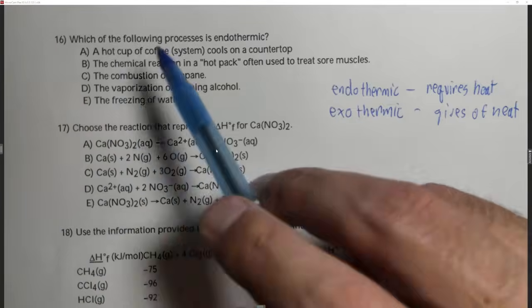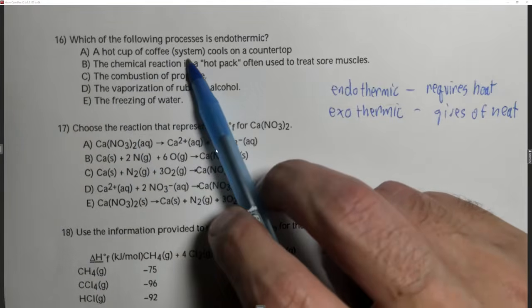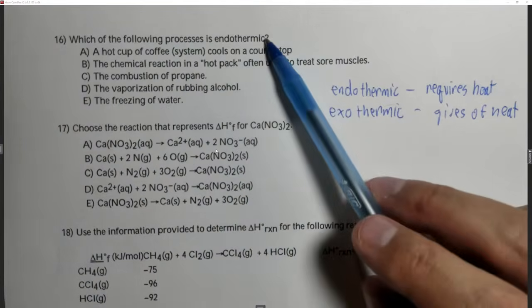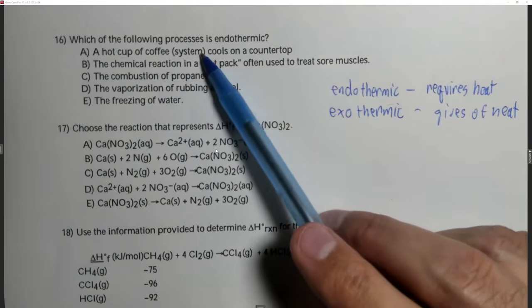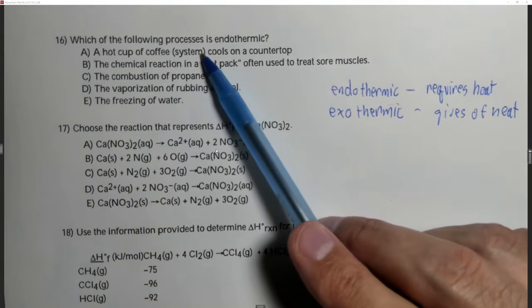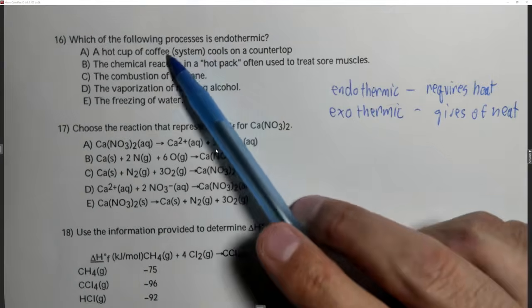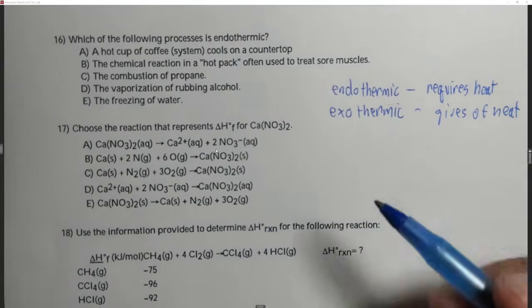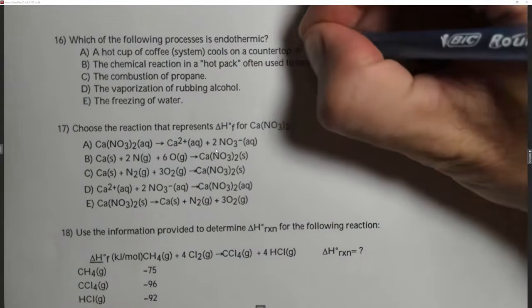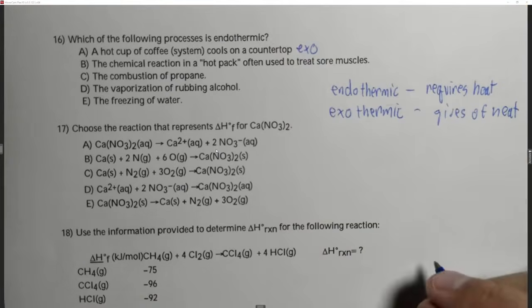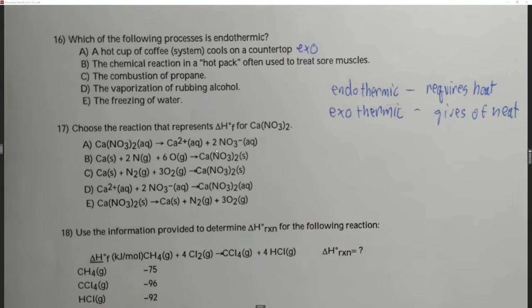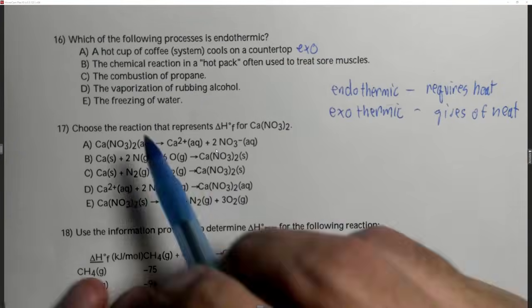So we have a hot cup of coffee system cools on a countertop. So does the hot cup of coffee give off heat as it cools, or does it require heat to cool? Well, of course, a hot cup of coffee gives off heat as it cools, so this is exothermic and therefore not our answer. Okay, let's look at the next one.